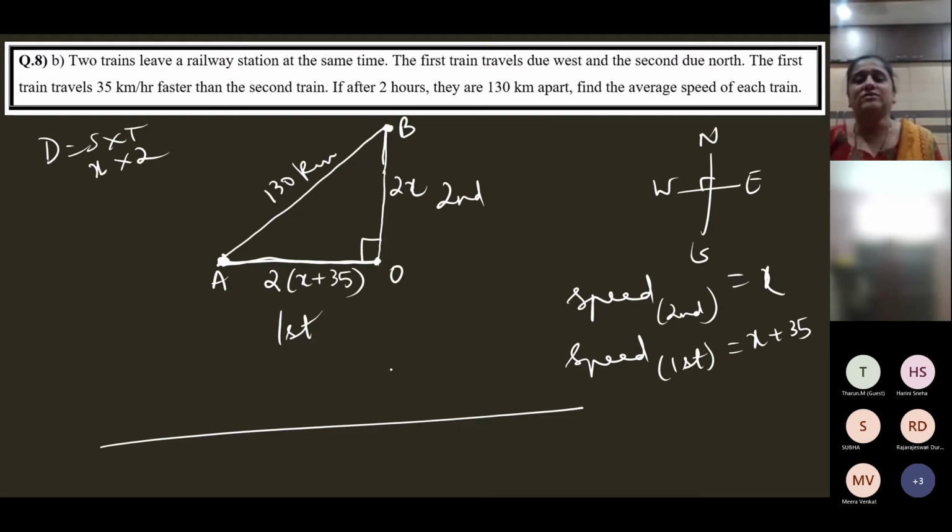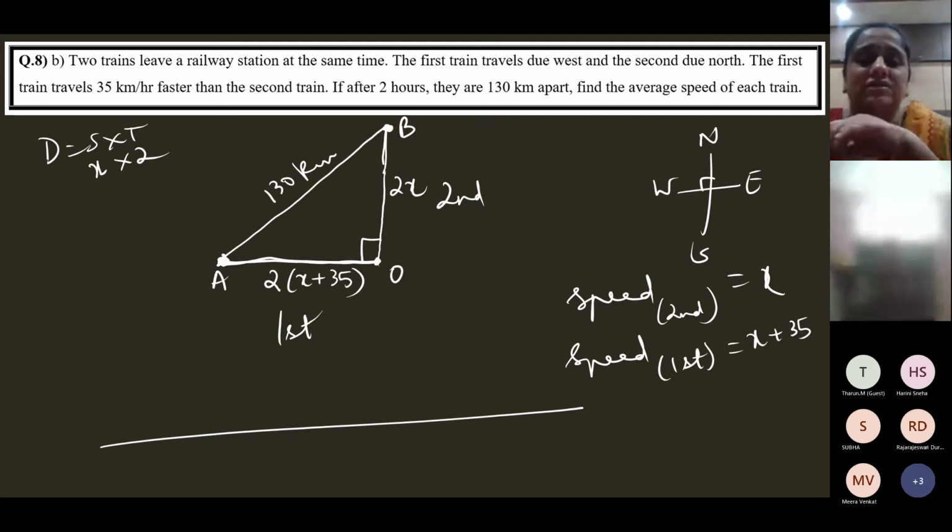Now, how will you connect all these three, children? Pythagoras theorem, that's all. Pythagoras theorem will give you the equation. You will get a quadratic equation and find the two values of x. Okay, so I have the answer, so I'll tell you. When you use Pythagoras theorem, the two values for x are minus 60 and 25. Minus 60 is not possible. Speed cannot be negative. So ignore that. x is equal to 25. So the speed of the second train is 25 kilometers per hour and the speed of the first train is 25 plus 35, 60 kilometers per hour. That's all.